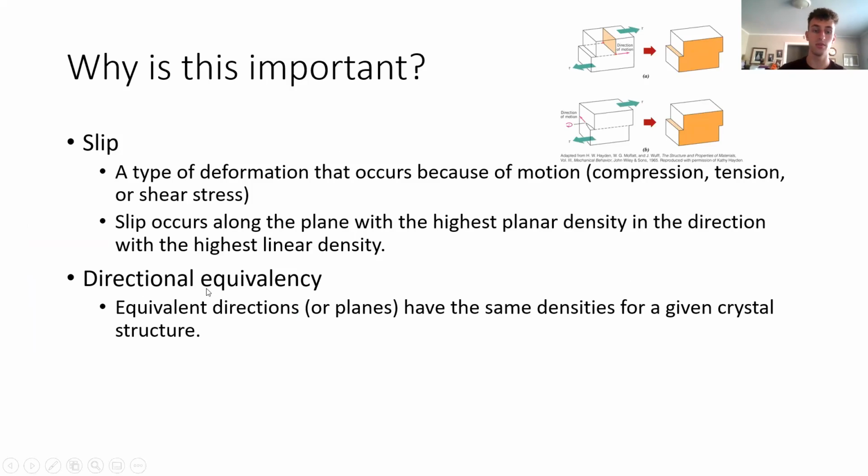And directional equivalency is kind of the same thing. It means that 2 vectors that are in the same direction with the same magnitude, but have different origins, will have the same linear density for a given material. Same thing for a plane. If you have a plane that has the same area and the same unit normal vector, so it's in the same direction, then those planes will have the same planar density. And then you can predict that slip will happen in those areas that have the highest planar density along the direction of the highest linear density. So that's kind of cool.